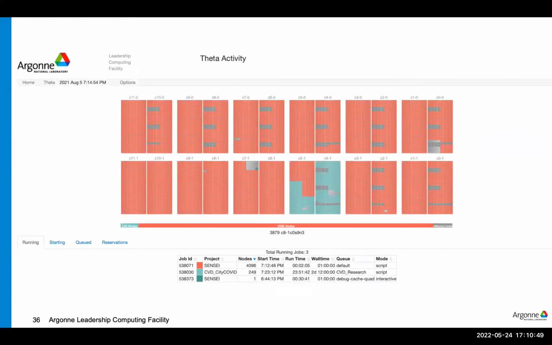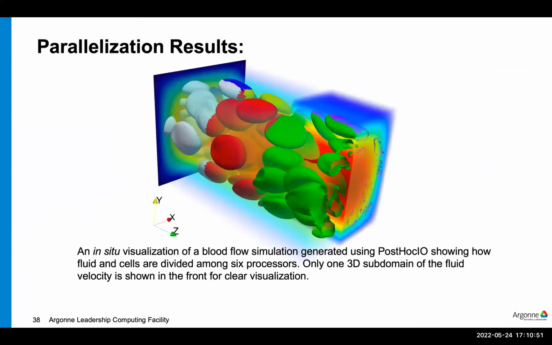Oops, sorry, wrong way. This is an example of the results of that. In this case, it's a small scale example, but you can see the different colors represented in the red blood cells. That's just to illustrate the distribution of the data across the ranks of the simulation. In this case, we were doing in situ, so the simulation and the visualization were both using the same ranks, the same number of ranks.